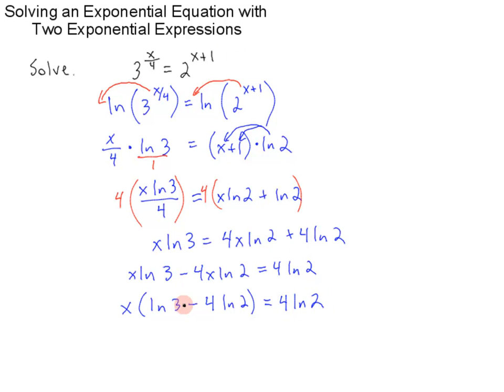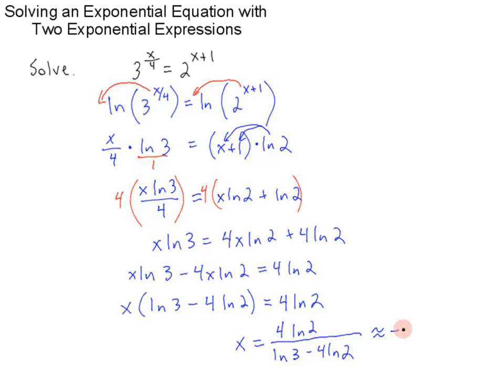And finally, to solve, I need to divide by everything that's in parentheses here. So I get x equals 4 times the ln of 2 over ln of 3 minus 4 times the ln of 2. And if you put all this into your calculator, first of all, let me make the recommendation that you might put the numerator in parentheses and the denominator in parentheses when you do the division. Just a recommendation though.